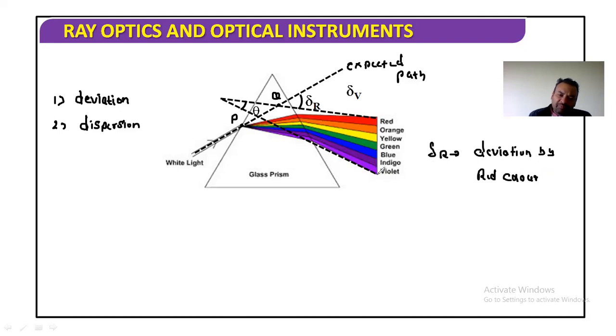Now take a line and just take it backside from the violet color, and it will meet at this point, and you can call this point as point R. Name this point R. Now see, the expected path is this and the violet line is this, and this angle is called delta V. So delta V basically is the deviation by the violet color.